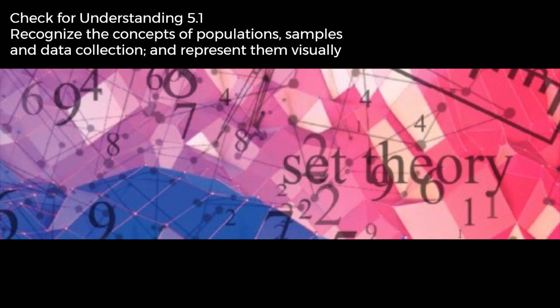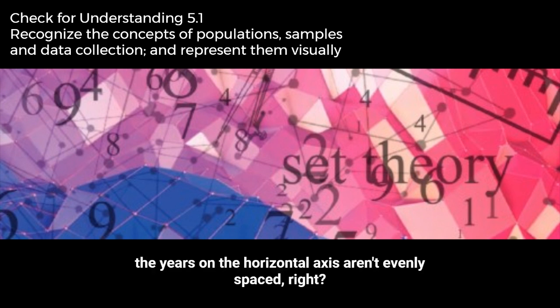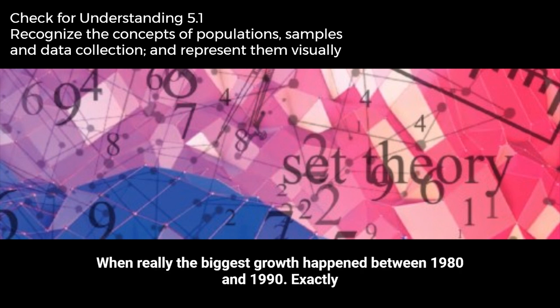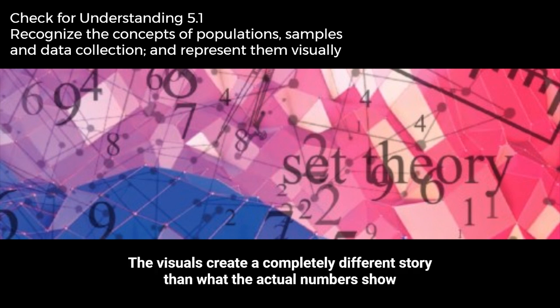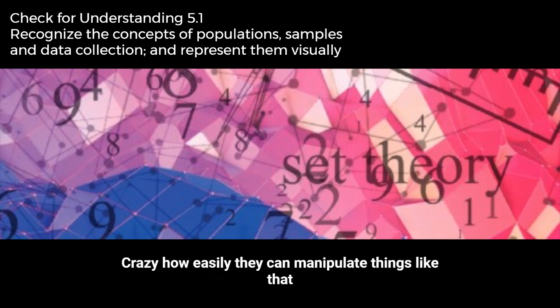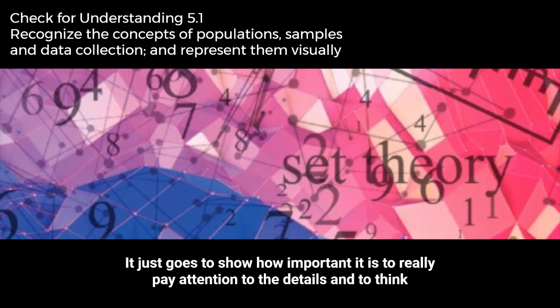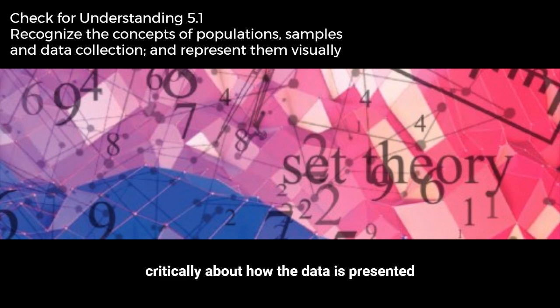So sneaky. And then on top of that, the years on the horizontal axis aren't evenly spaced. Right. It goes from 1980 to 1990 and then all the way to 2020. So it makes it look like houses have been growing steadily when really the biggest growth happened between 1980 and 1990. Exactly. The visuals create a completely different story than what the actual numbers show. Crazy how easily they can manipulate things like that. Yeah, it just goes to show how important it is to really pay attention to the details and to think critically about how the data is presented.